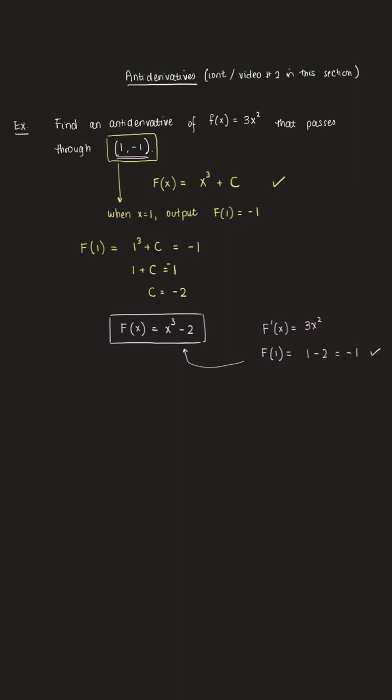So we have found a particular antiderivative given this point that it has to pass through, and we can call this point our initial condition that must be satisfied by the particular function that we found. Okay, let's do one more example.